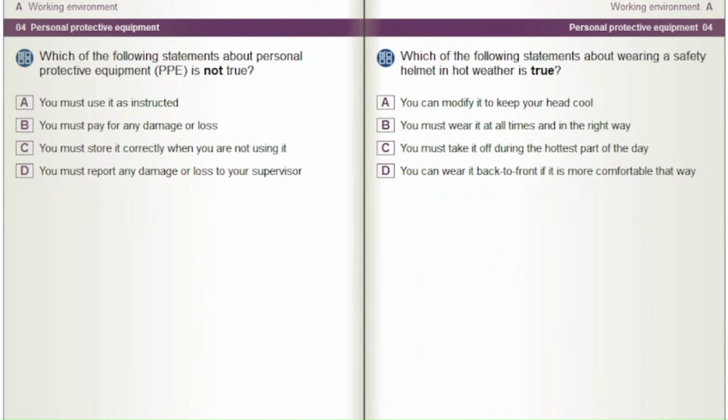Which of the following statements about personal protective equipment, PPE, is not true? You must use it as instructed. You must pay for any damage or loss. You must store it correctly when you're not using it. You must report any damage or loss to your supervisor.